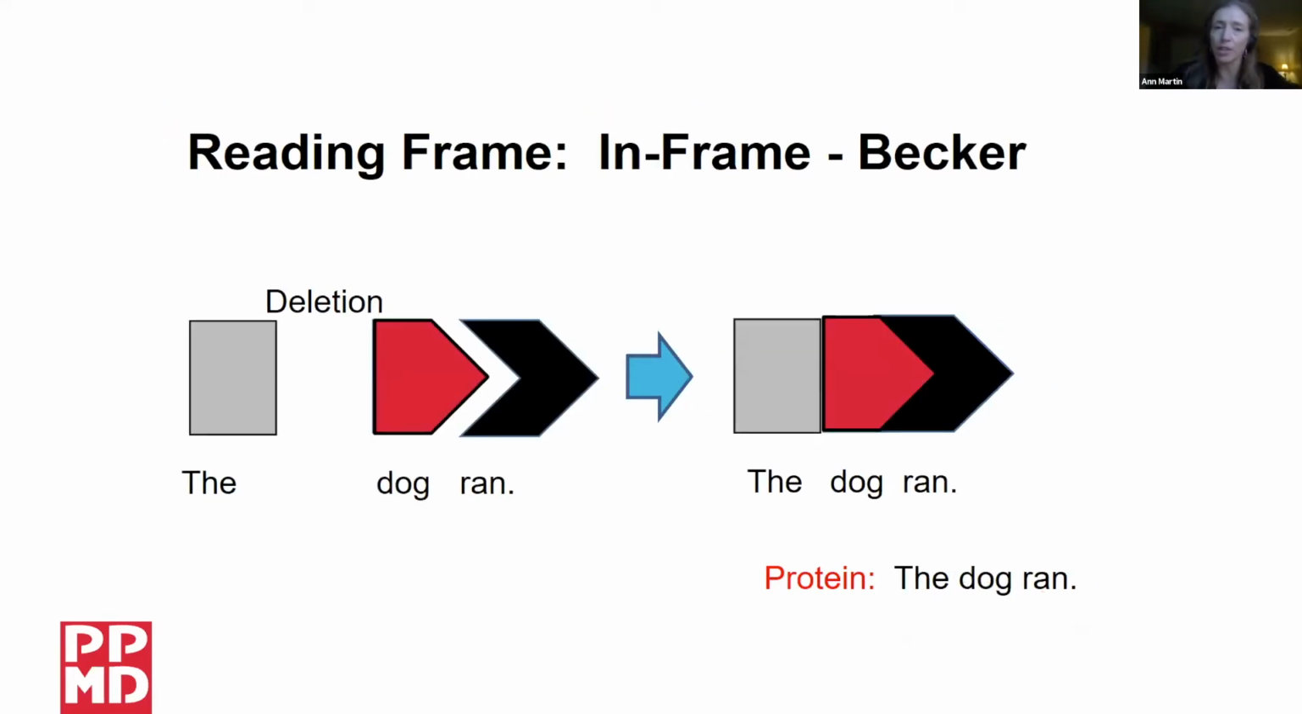Whereas Becker tends to have the in-frame deletions. So there's a deletion of an exon or several, but the remaining exons can still fit together properly and you can still get a sentence or a protein that makes sense. In this case, you get the dog ran. It's not the normal sentence that we had before, but at least it makes sense. And you would get some protein production.